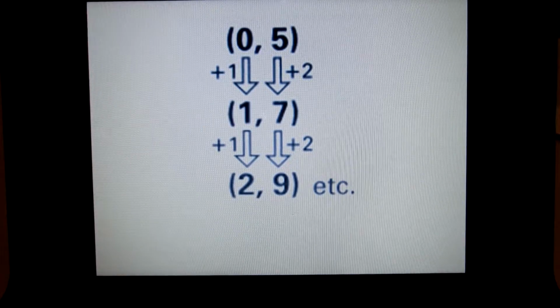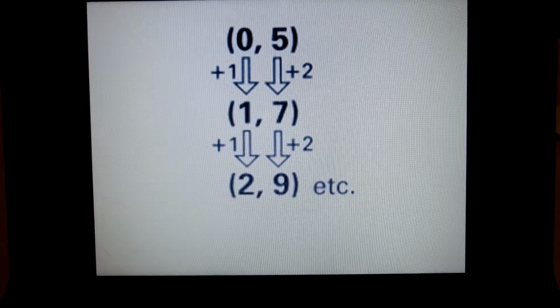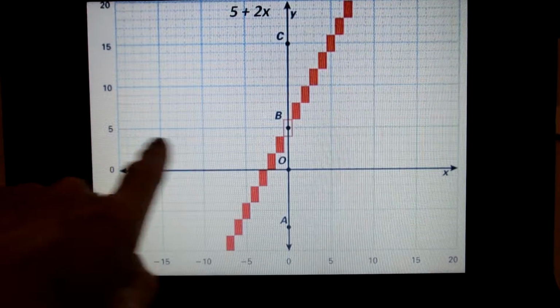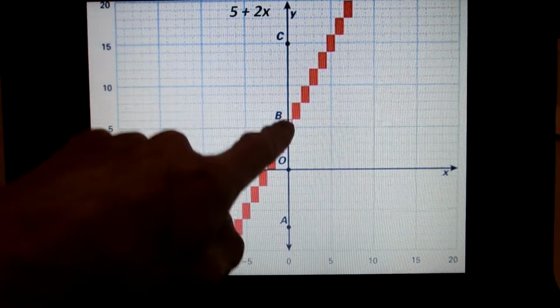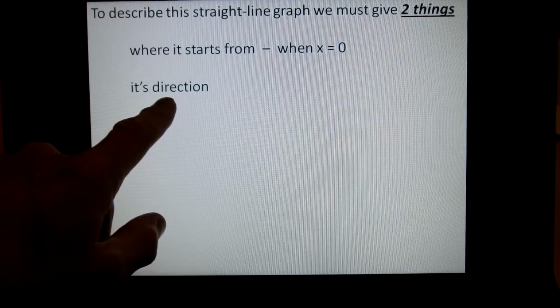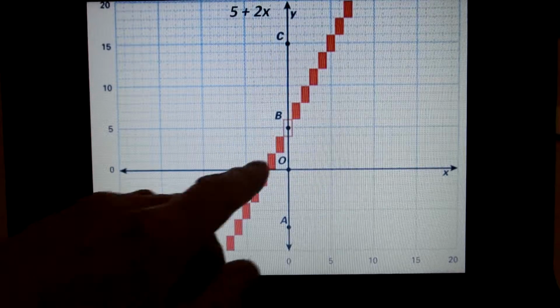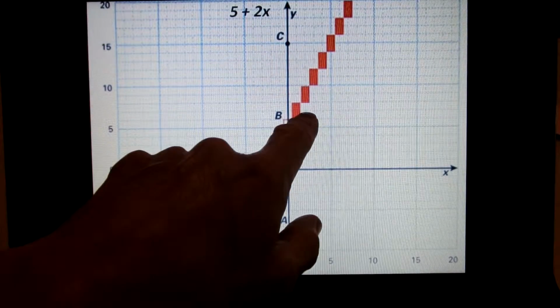So to describe the straight line graph, we must give two things. Where the graph starts from when x is 0, it starts from 5 on this axis. The value of the expression starts at 5. And we have to say its direction, the direction of the line. So this line goes along 1 up 2, along 1 up 2.